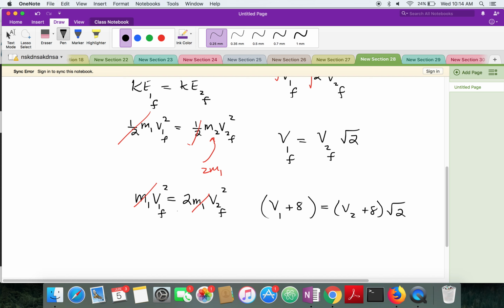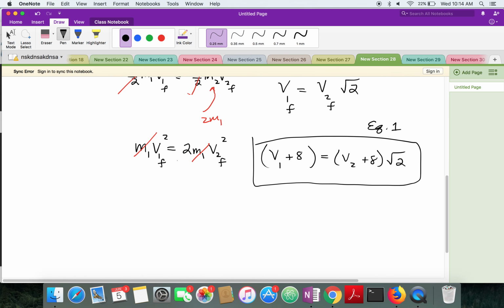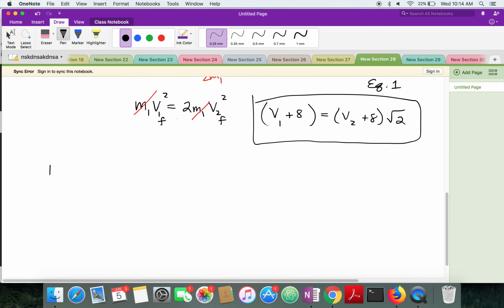Okay. So now that's one equation, but we have two unknowns, v1 and v2. So we have to have a second equation. Let's use this information here: KE2 equals 1/2 KE1. So 1/2 m2 v2 equals 1/2 of 1/2 m1 v1. Sorry, these are squared.